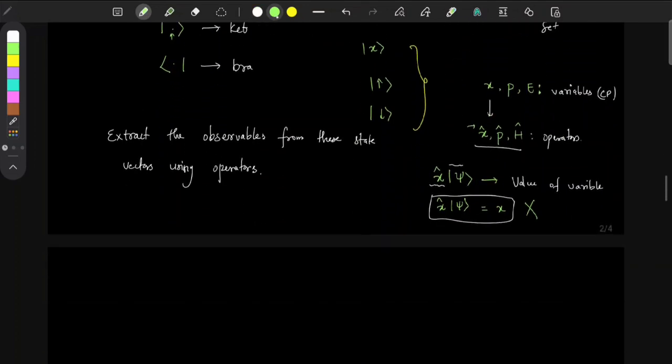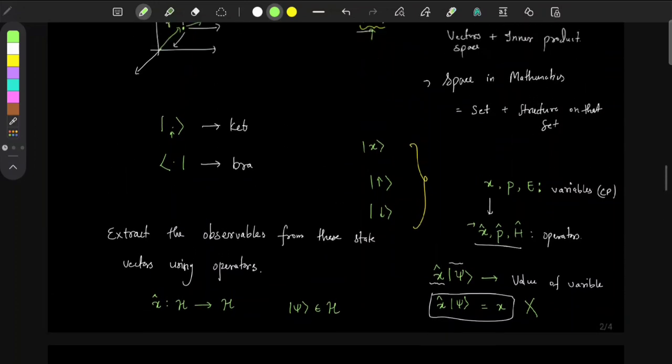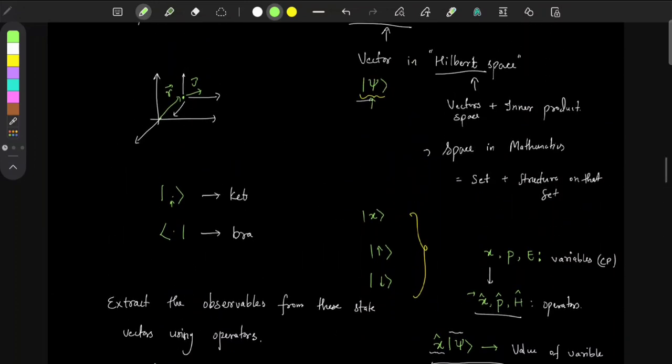So in some sense you can say that the operators are a map from Hilbert space to itself, whereas the state vectors are the elements of this Hilbert space. Okay, I'm using this H, but this is used for the Hamiltonian. For Hilbert space we use a curly H like this. It's a standard symbol. So I hope the idea is clear.